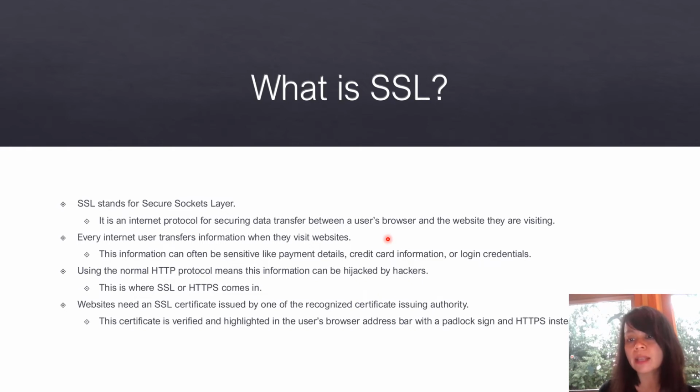So this is where SSL and HTTPS come in. Websites need an SSL certificate issued by one of the recognized certificate issuing authorities. This certificate is verified and highlighted in the user's browser with the padlock sign, the HTTPS. You might have noticed that when you look at our class exercises, the websites that you do for your class activities online on the server sometimes have this big warning that it's not secure, because we don't have SSL for it. Imagine if you're going to a real website and this pops up. This would be a real warning to the visitor, and they probably won't want to go to that website.